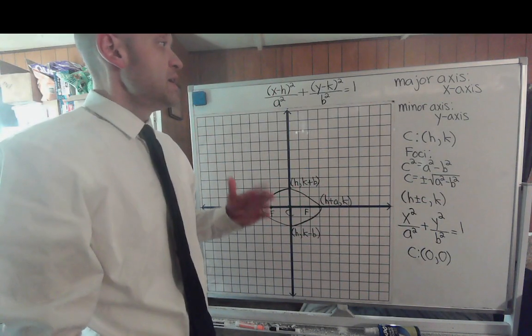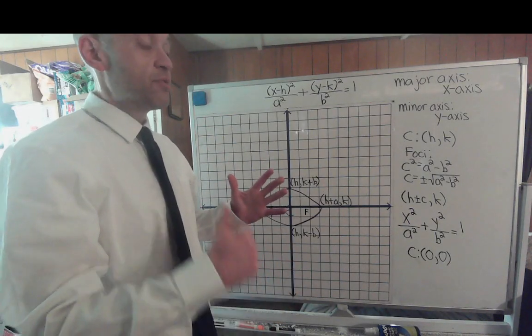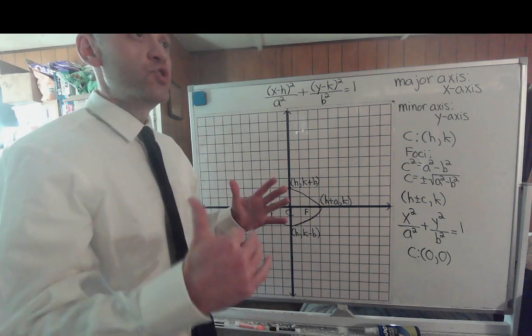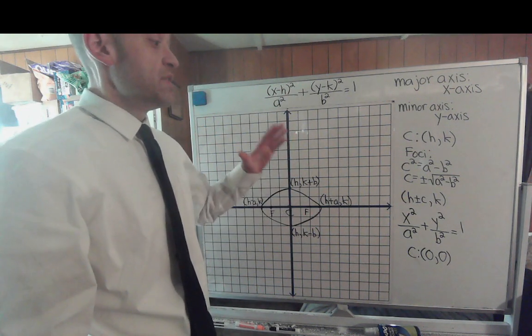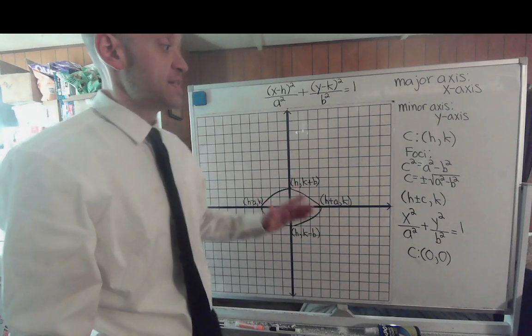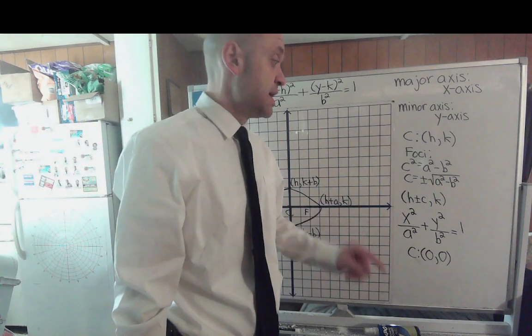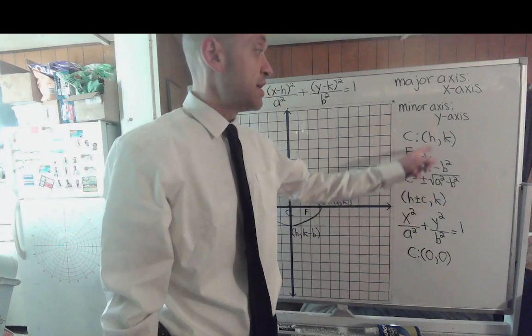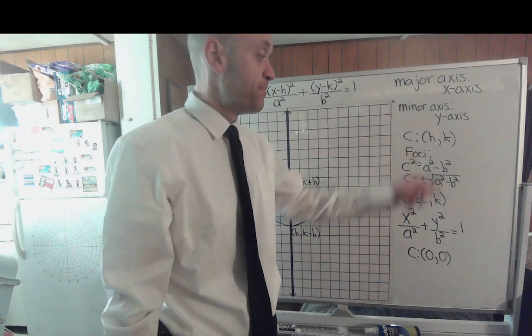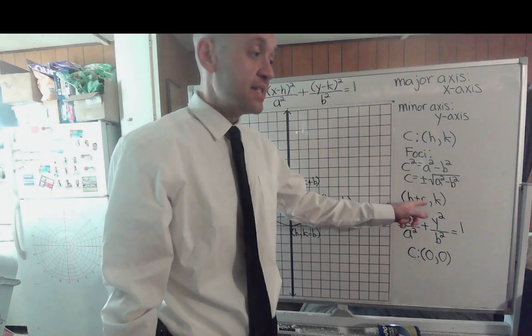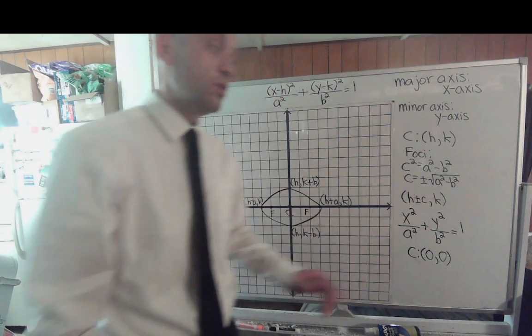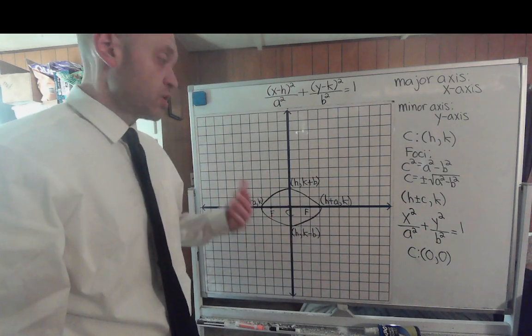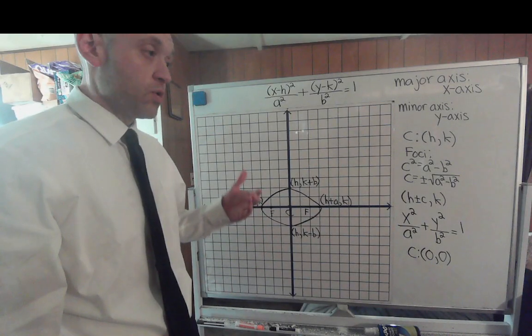And then your foci are based off of which axis is your major axis. In this particular case, the x-axis is the major axis. So what you're going to do is take the x-coordinate of your center, add or subtract c from that, and you'll have two x-coordinates, but you'll leave your y-coordinate alone. Those would be the coordinates of your foci.